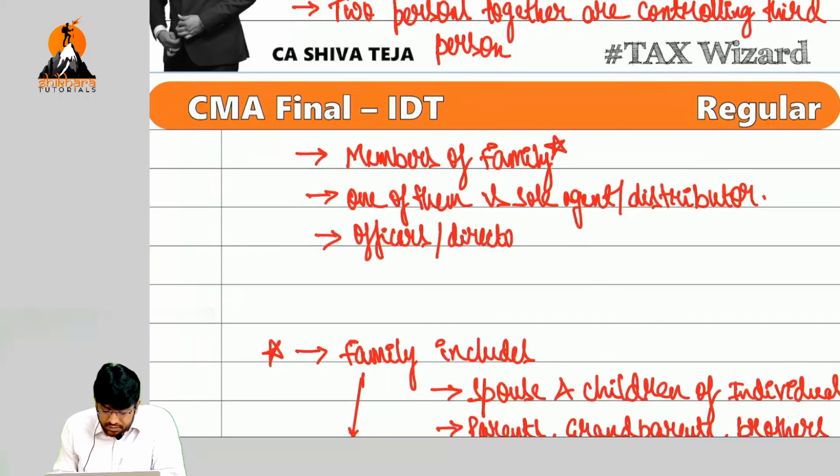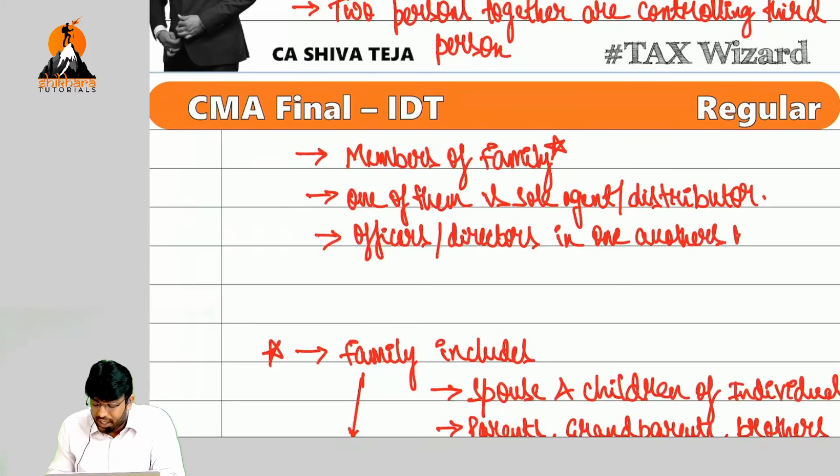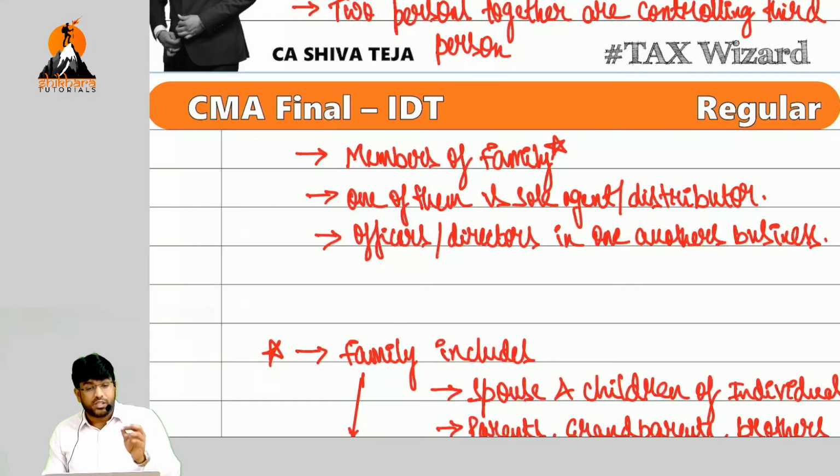Officers or directors in one another's business. Come on, friends, what is that line used? Officers or directors of one another's business. That means I am director in your business, you are director in my business. Finally, last point.